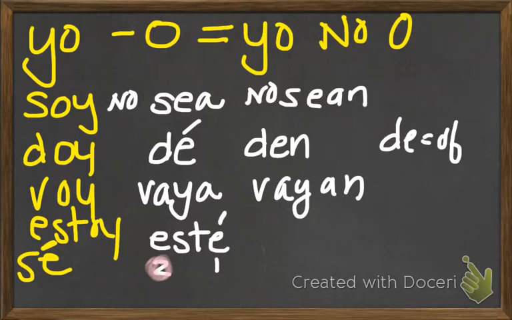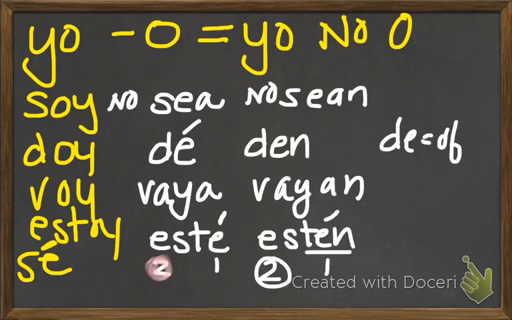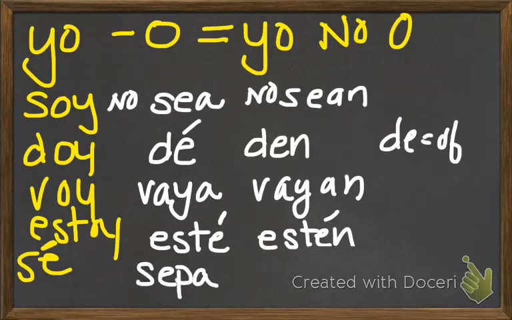And the ustedes command, estén. Accent still here, still should be on the second one, so it's still a rule breaker, so it also has an accent. And then our last verb, saber, I don't know if we've talked about it a lot with tú command, but it's sepa and sepan. And once again, to make any of these negatives, you just add a no in front.